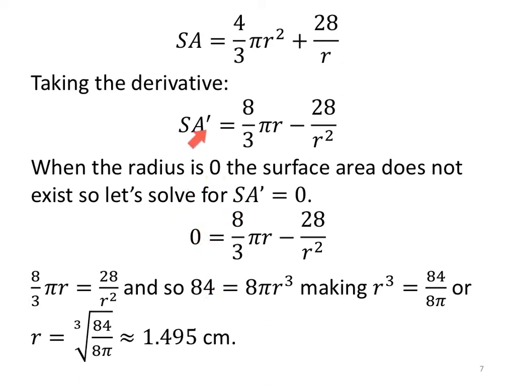Let's solve for the surface area derivative equal to 0. I will add 28 over r squared to both sides. I'll cross multiply. I get 84 equals 8 pi r cubed, making r cubed equal to 84 over 8 pi, and of course I'm going to use that in a calculator. The cube root of 84 over 8 pi is about 1.49 centimeters for our radius.